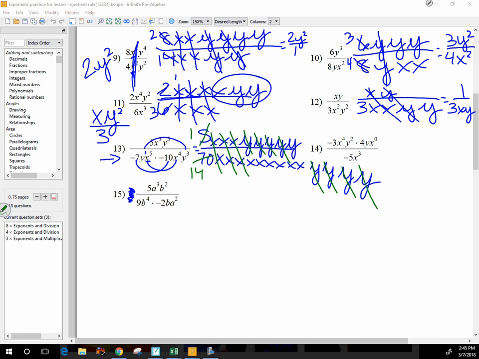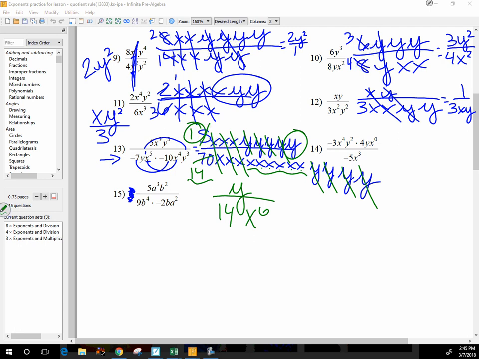Okay, so up top I have this and I have this. On the bottom I have all that and that. So I have y, again, not 1y, I want to simplify this, over 14x to the 6.